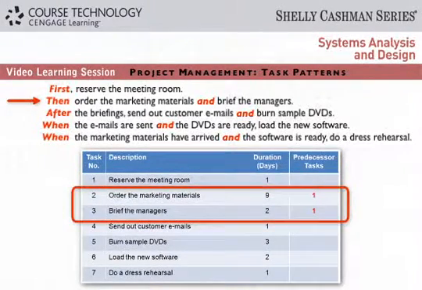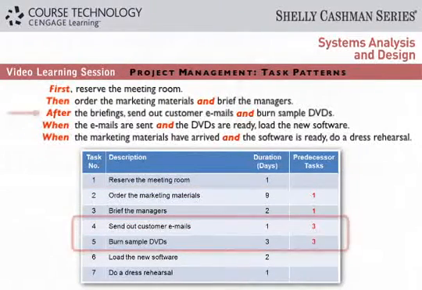Then, order the marketing materials and brief the managers. These two tasks can start as soon as task 1 is finished, so this is a multiple successor task pattern. After the briefings, send out customer emails and burn sample DVDs. These two tasks also are multiple successor tasks that both can start as soon as task 3 is done.